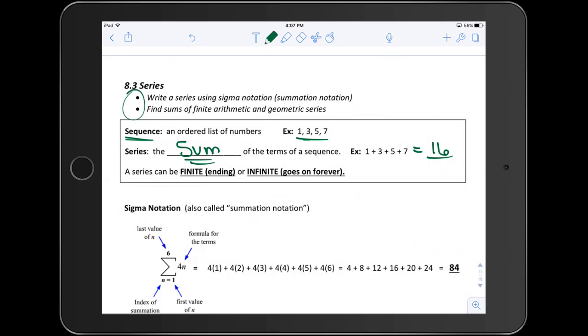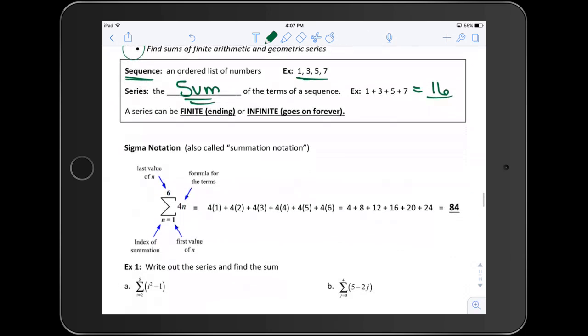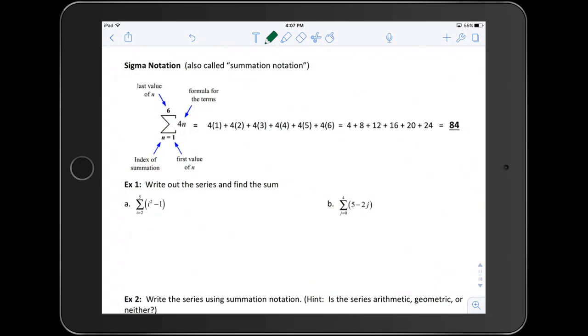Anyway, so bottom line, folks: a sequence is a list of numbers with a pattern. A series is the sum of all of those values in the sequence. A series can be finite, ending, or infinite, which goes on forever. And this is when we get into sigma notation.